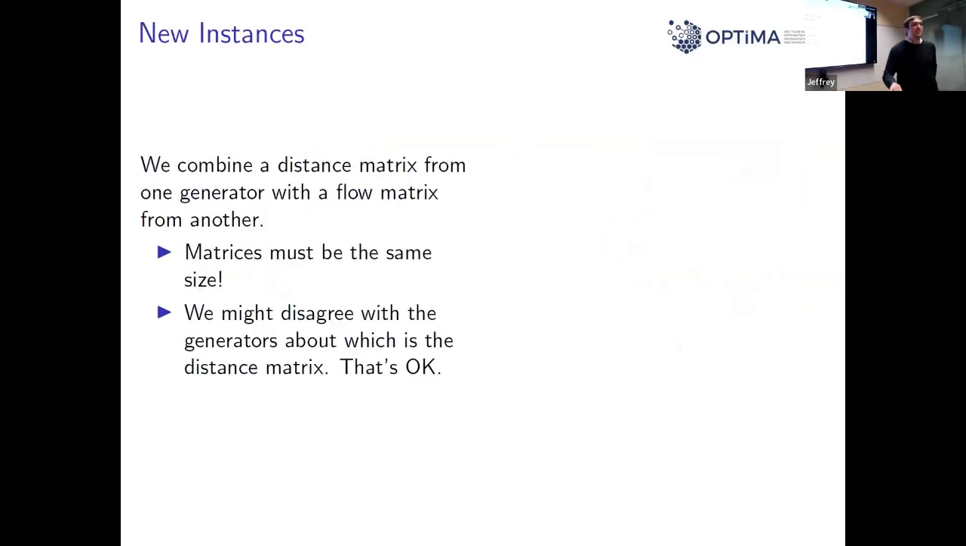So, first idea, very basic. Take a distance matrix from one kind of instance, take a flow matrix from a different kind of instance, and merge them together into one new instance. Now, we took a distance matrix from one place, a flow matrix from another. Our selector of which one we label as the distance matrix in our new instance might not match what they were before. But that's not a big deal. It's still a valid instance.